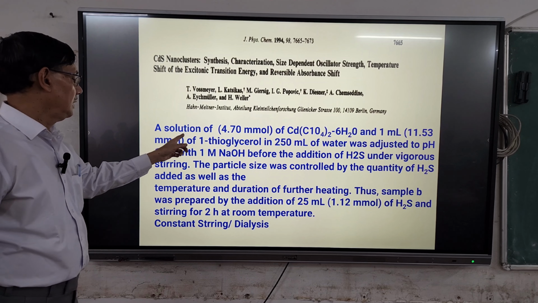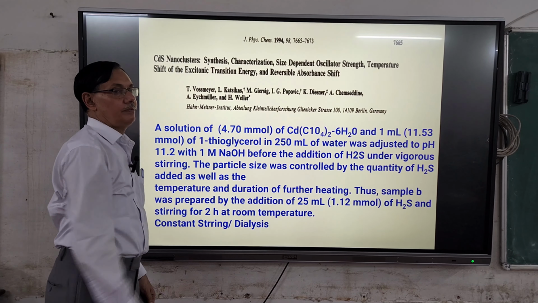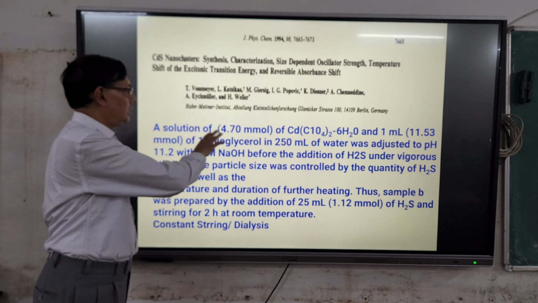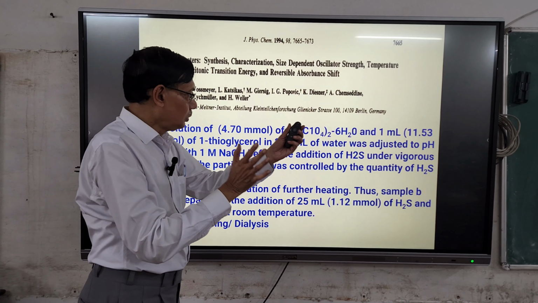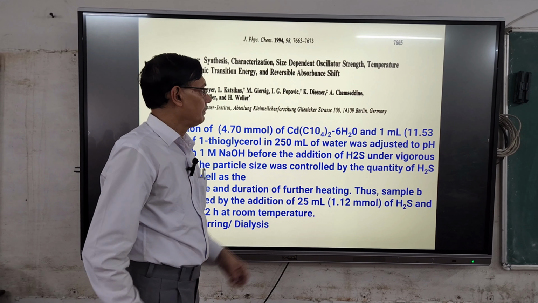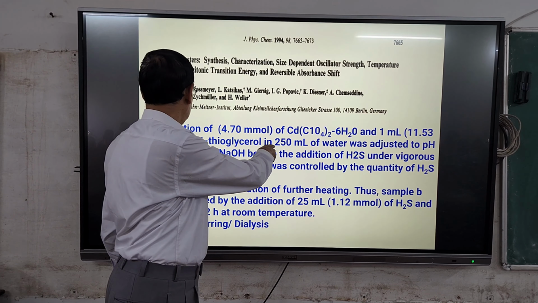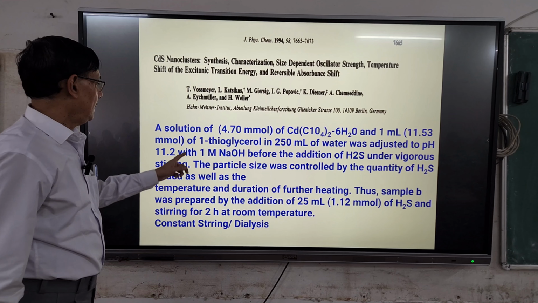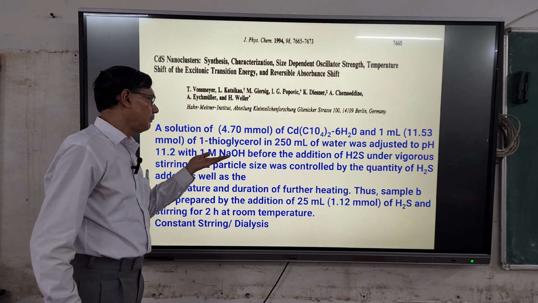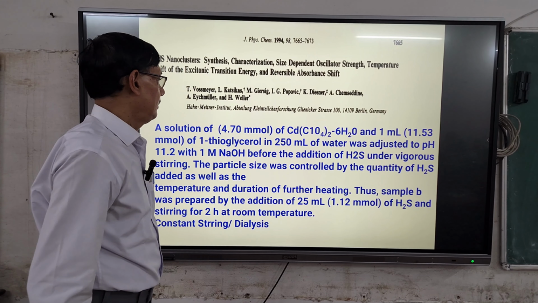Now, why am I giving the complete information? Because I have gone through this research paper. Otherwise you can directly write a solution of... it is not required to write 5 millimole, you simply write that you have to take two solutions. One is CdClO4 and another is thioglycerol in 250 ml of water, adjusted to a pH. Sometimes pH is very important. After this lecture I will show some of the pH dependence and how we control the pH with the help of sodium hydroxide. I think pH is around 10.